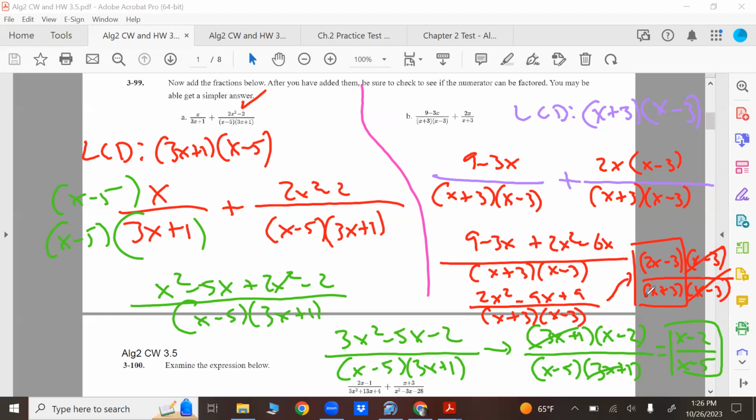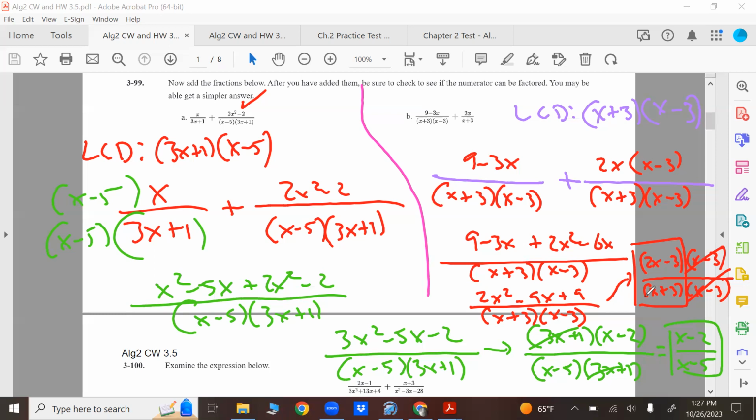When I combine like terms, I got 3x squared minus 5x minus 2. And that was factorable. It factors as 3x plus 1, x minus 2. There's another 3x plus 1 on the bottom of that fraction. Those cancel, leaving x minus 2 over x minus 5. For part B, I could have factored out 3 from the top of the first fraction. I didn't do that, but I could have.